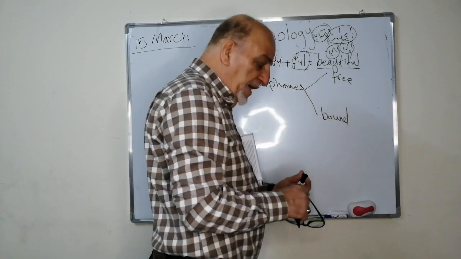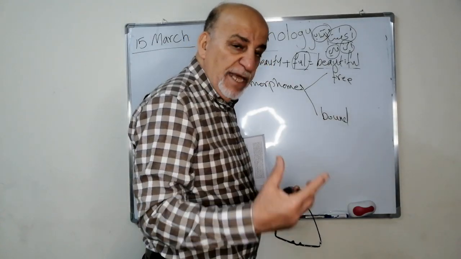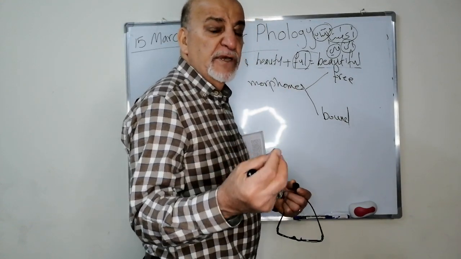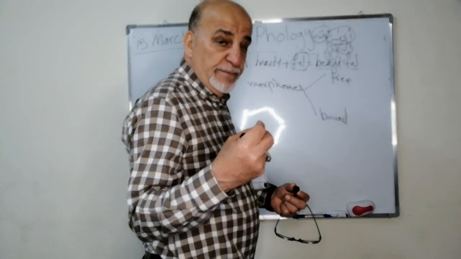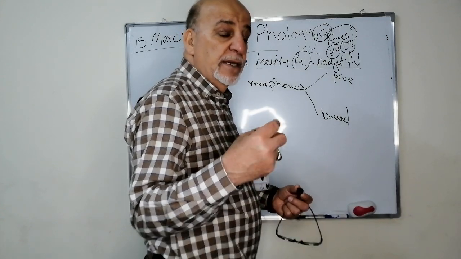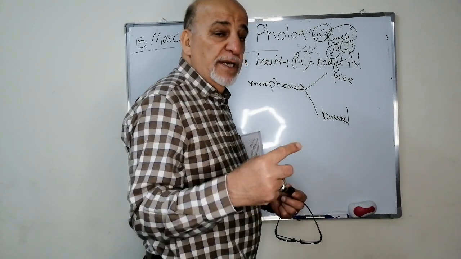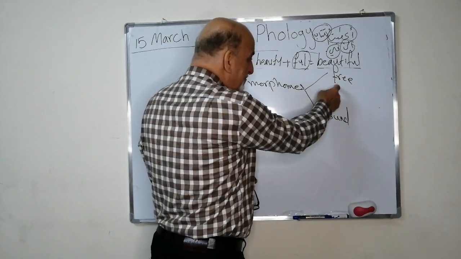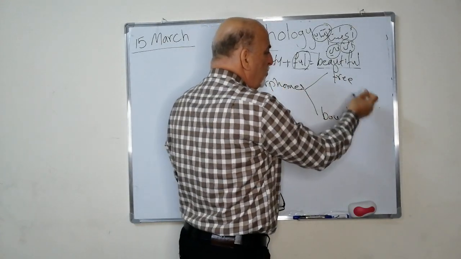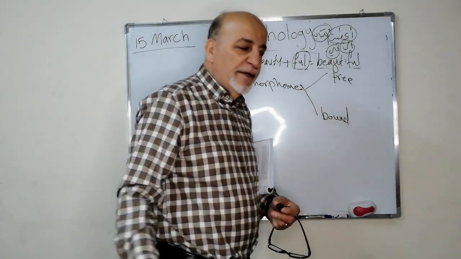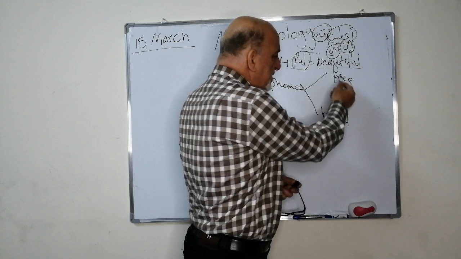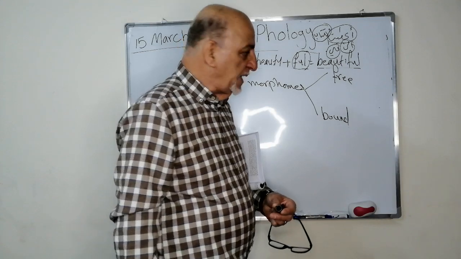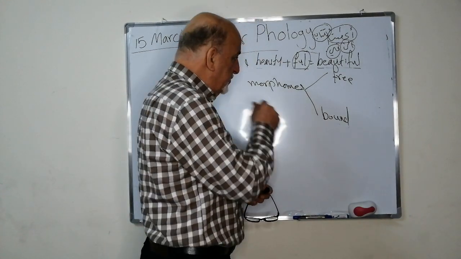But free morphemes are like words in terms of their lexical meaning or grammatical function, and in addition, in terms of their capacity, their ability to stand on their own individually like words. So free morphemes are more like words than bound morphemes. Why? Because in addition to lexical meaning or grammatical function, they can stand alone. Right. So this is the first thing.